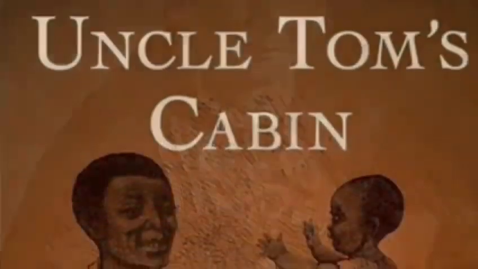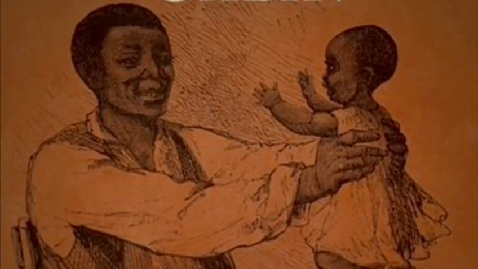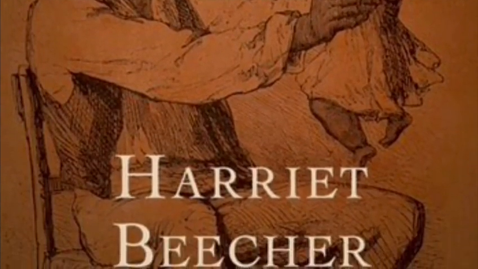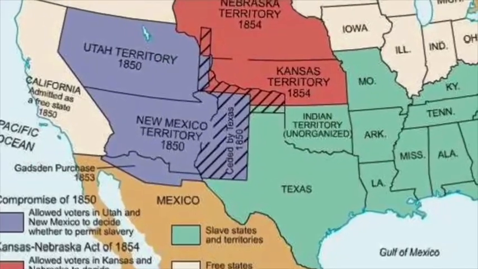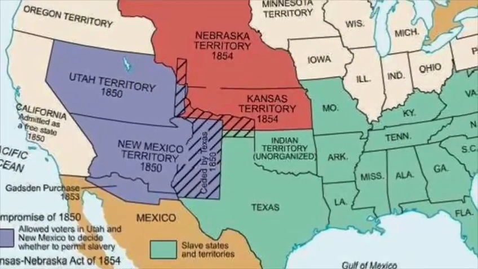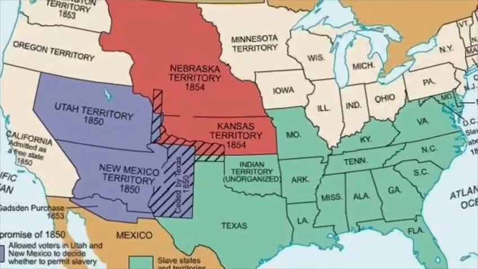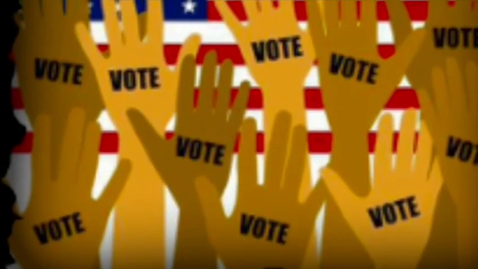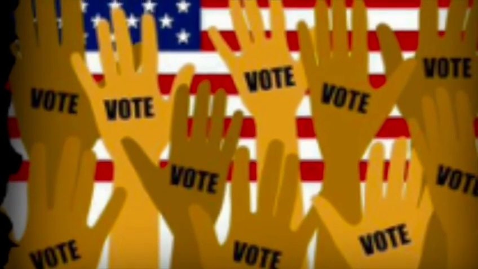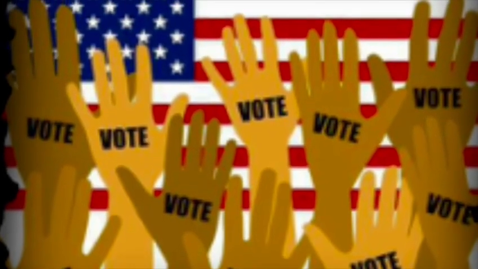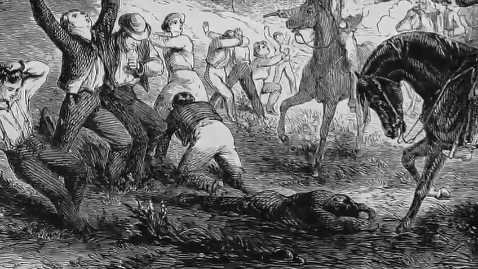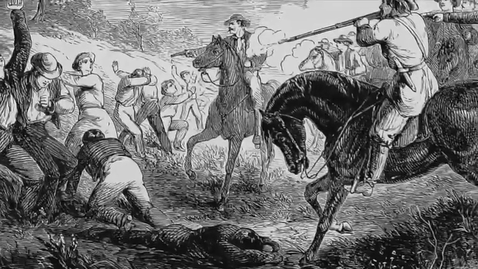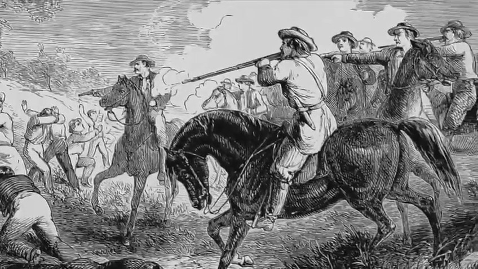Harriet Beecher Stowe published her novel Uncle Tom's Cabin in 1852, describing the atrocity of slavery. In 1854, passage of the Kansas-Nebraska Act invoked the concept of popular sovereignty, which gave the people of each territory choosing to pursue statehood the right to decide whether or not to allow slavery. Pro- and anti-slavery factions turned the Kansas territory into a bloody battleground.